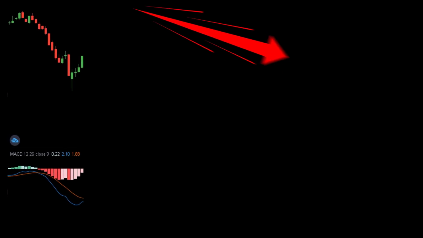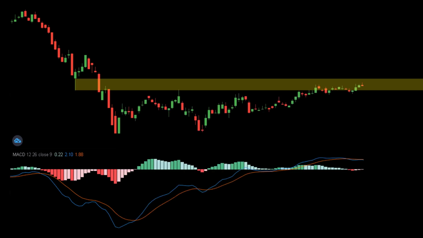Here's an example of a sell trade using this strategy. In this case, the price is in a strong downtrend. This swing low allows us to identify a support level. Later, price breaks below this support level, and it now acts as resistance. When the price pulls back to this new resistance zone, we expect a strong move downward.